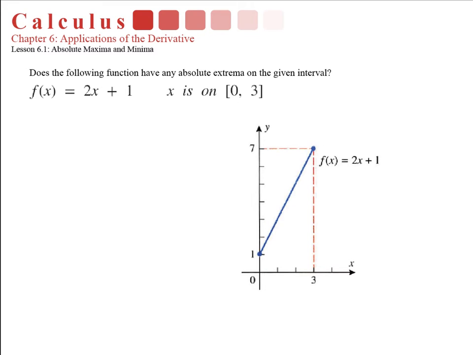Returning to our previous example, this function was guaranteed to have absolute extrema on the closed interval because of the extreme value theorem. It's a closed interval from 0 to 3, and all linear functions, mx plus b, are continuous. And so by the extreme value theorem, this was guaranteed to have an absolute extrema on the closed interval. It just so happened to turn out in this case that the extrema occurred at the endpoints themselves.